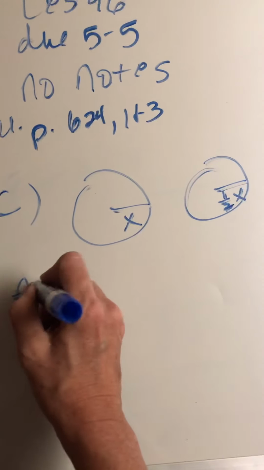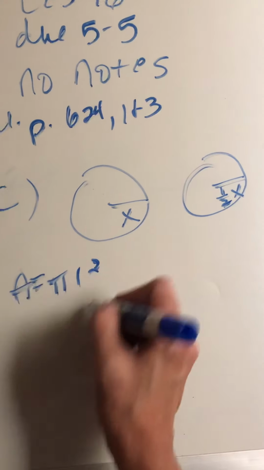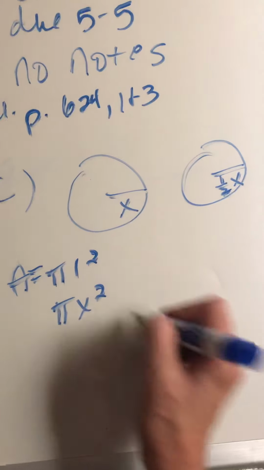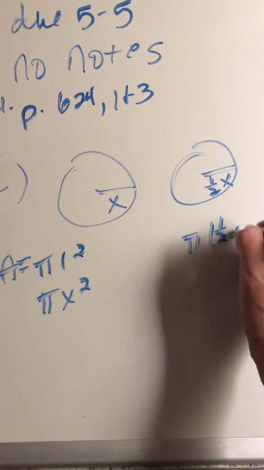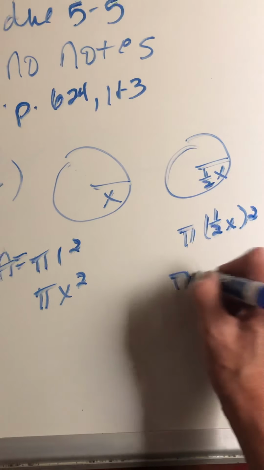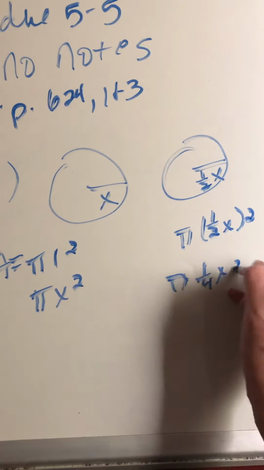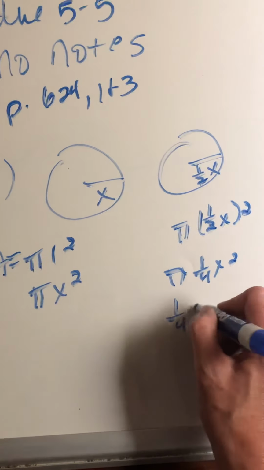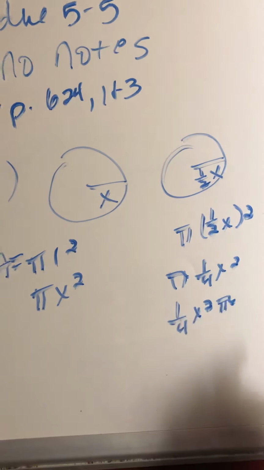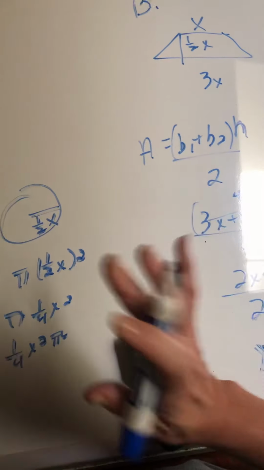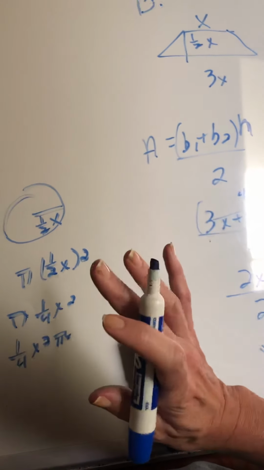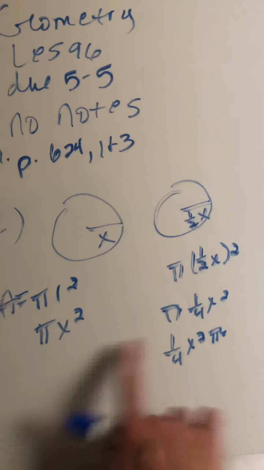Okay, so area of a circle is pi r squared. So this would be pi x squared. Area of a circle again, pi times 1/2 x all squared. That'd be pi times 1/4 x squared. So this would be 1/4 x squared pi. We want the ratio, again, I've got to read it and make sure we get it in the right order. What is the ratio between the original area and the new area?